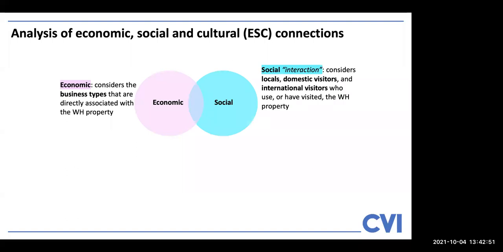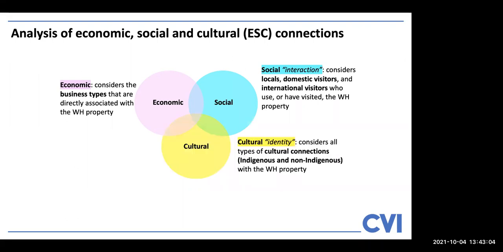The second part of this assessment is looking at the social interactions. We consider the locals, the domestic visitors, and the international visitors who use or have visited the property. The third component is the cultural identity. It considers all types of cultural connections, both Indigenous and non-Indigenous, with the World Heritage property.